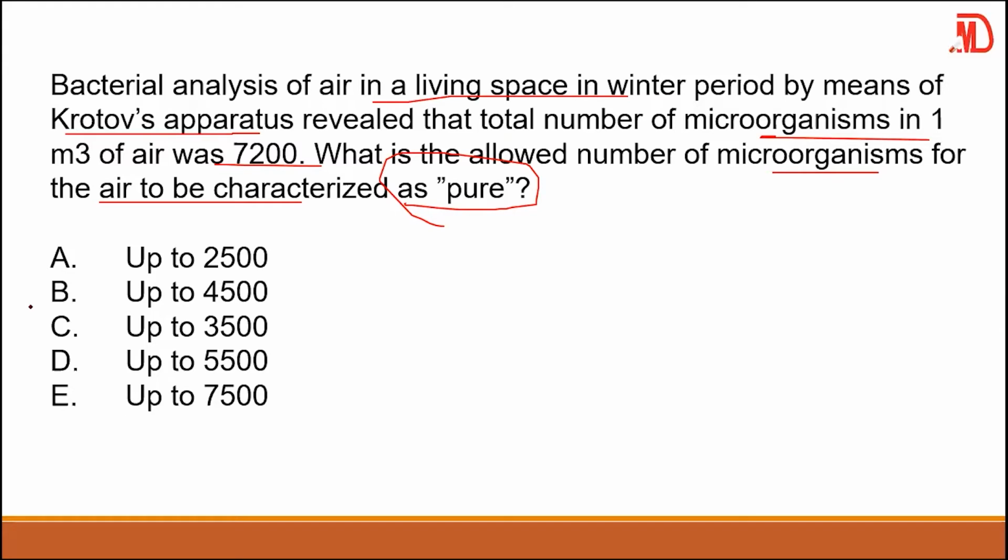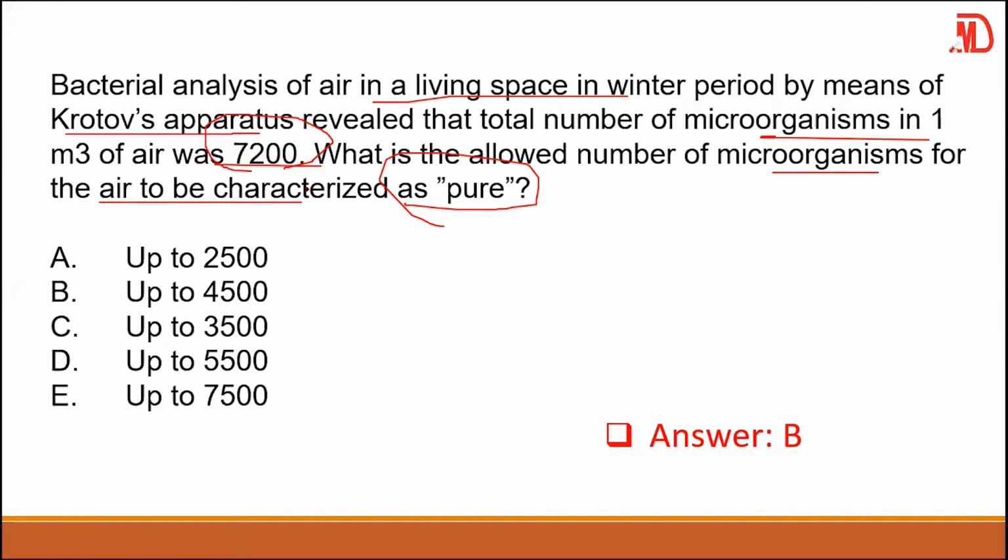So over here, the question is, what is the allowed number of microorganisms for the air to be characterized as pure? Now, this one means that it is already impure. So that means up to 4,500. Because you say that in clean air, it should be less than 4,500 in winter, then less than 1,500 in summer for clean air.